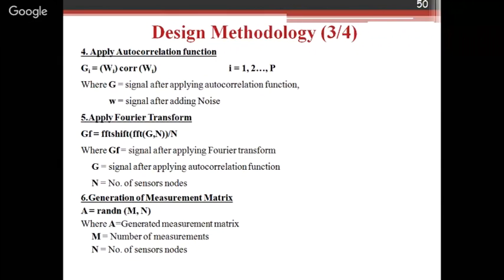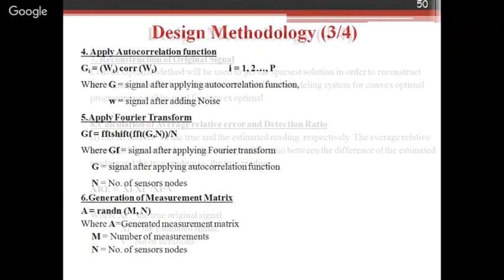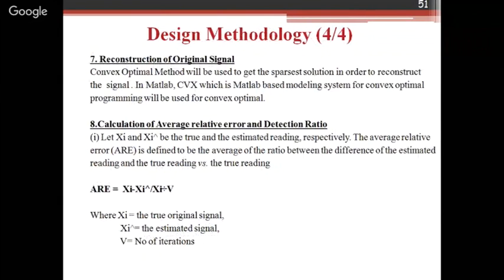Where y equals Ax, we have multiplied my original signal with A. That A is basically randomly generated, with the values of m and n. m is the number of measurements you want in order to represent your signal. N is the original length of the signal. Like I gave you the example that 256 is the original length of the signal, and you want to represent it with 64.